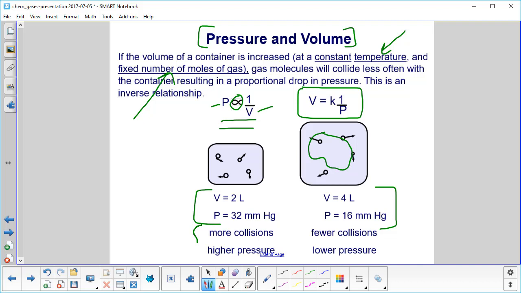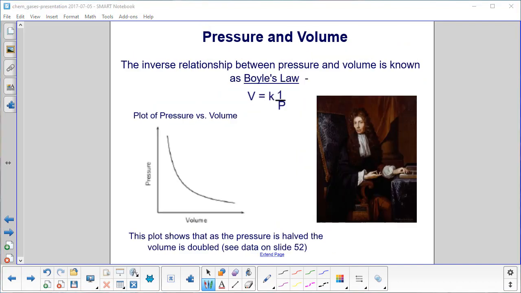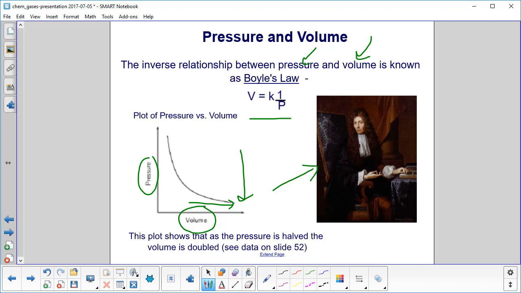So in the beginning, more collisions, higher pressure. At the end, fewer collisions, lower pressure. The inverse relationship between pressure and volume is known as Boyle's law. So volume is some constant times 1 over pressure. We then have a plot here. We have pressure on the y-axis, volume on the x. So as the volume increases, the pressure decreases. And if you halve the pressure, the volume is doubled. And you can check out the data on the previous slide, slide 52, and this must be Boyle.